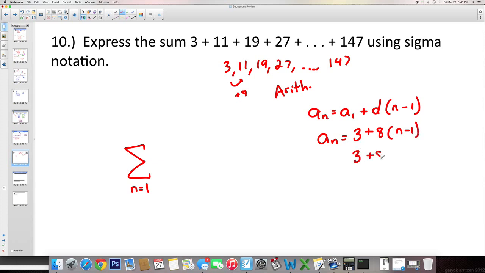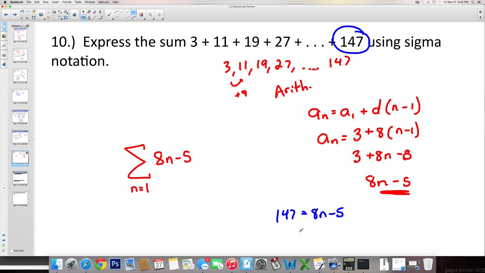So we'll just distribute that out. And we get 8n minus 5. This will now go right here. 8n minus 5. That's our rule. And we need to now find out what term number 147 is, because that is going to be the last term that we add. So to do that, we say, okay, well, what term number is 147 given this rule?